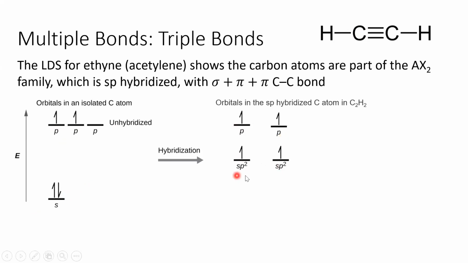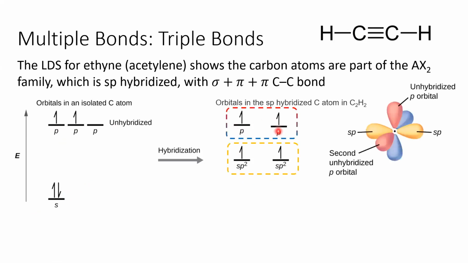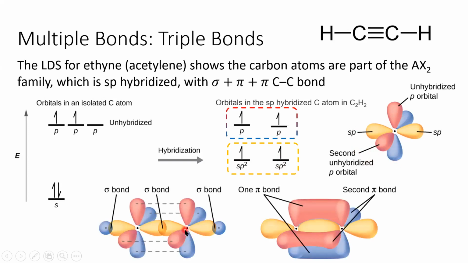This is wrong. This should say sp, not sp2. Okay, sorry about that. So this is an sp hybridized orbital, and this is an sp hybridized orbital. And there are two unhybridized p orbitals. Again, notice it says sp, not sp2. There are two unhybridized p orbitals.